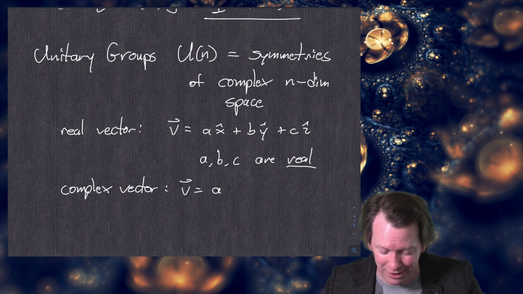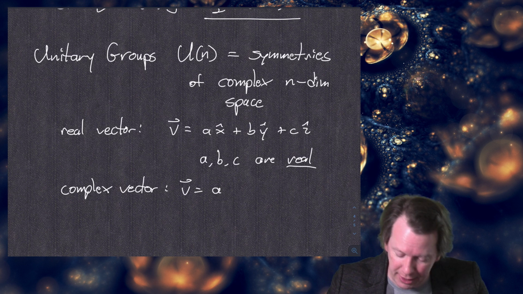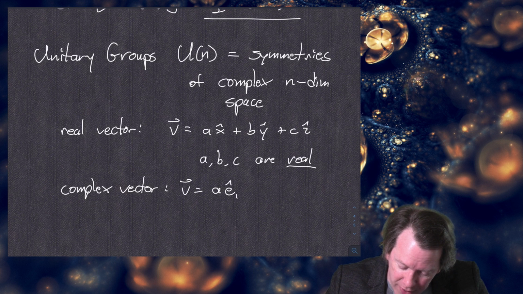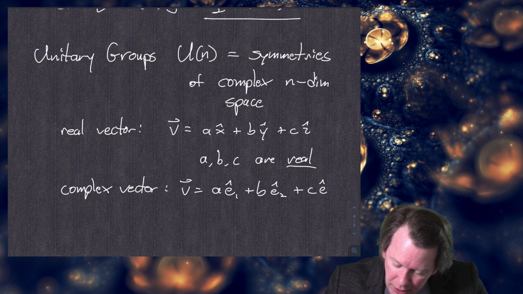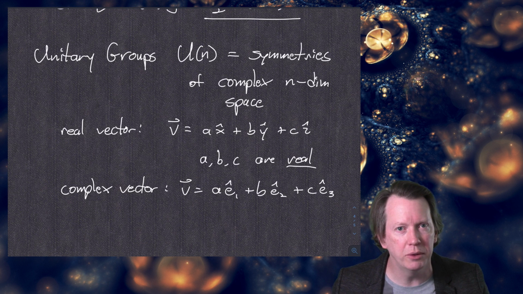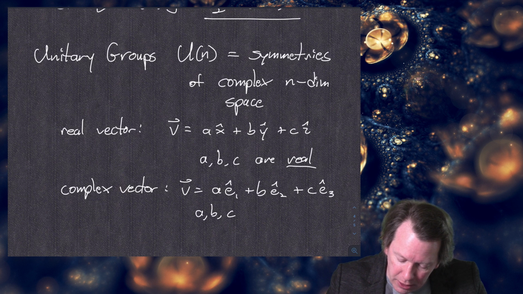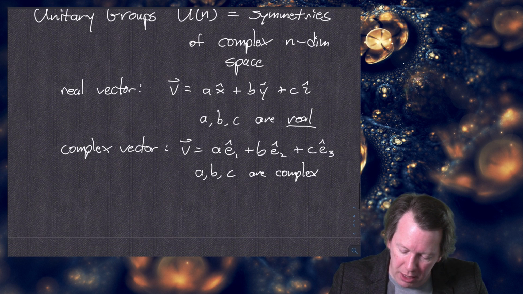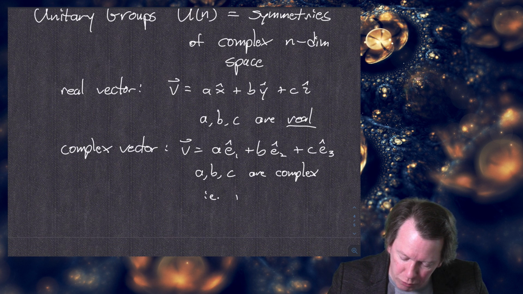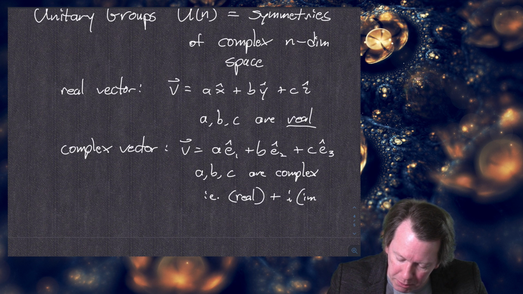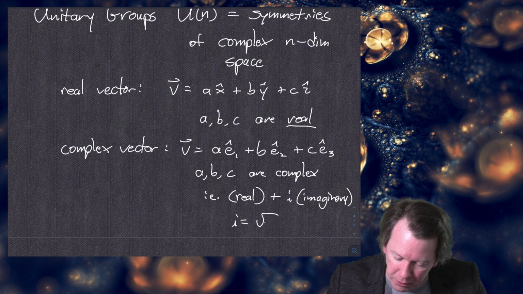I hope you've noticed this in your life. So I'm not going to write x, y, and z. Let's write some generic unit vector E1 plus B E2 plus C E3, or plus E4 plus E5. You can have any number of dimensions in your vector space you like, where A, B, and C are complex. And of course, a complex number, i.e., there's a real part plus i times an imaginary part, where i equals the square root of -1.